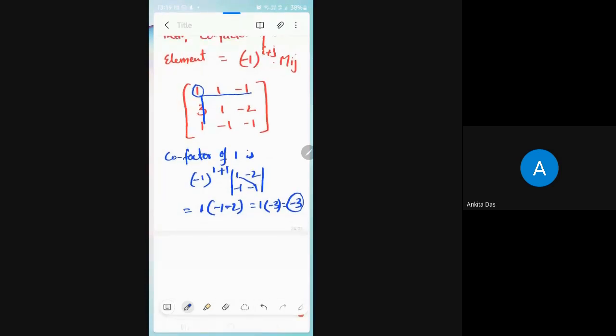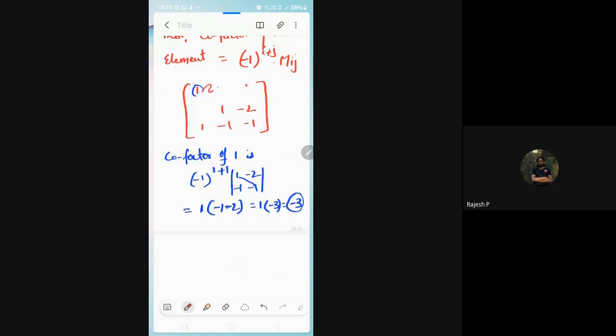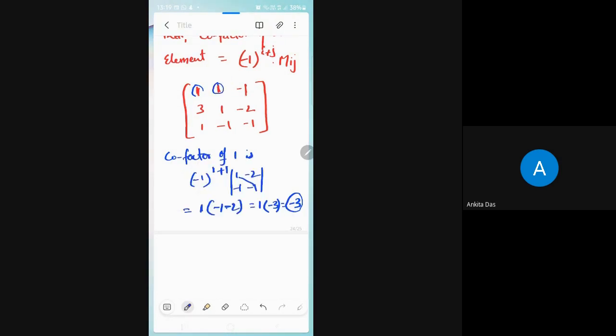Similarly, now moving on. Tell me the matrix once again: 1 1 1, 1 minus 1, this 1 is 1 minus 1, 3 1 minus 2. Now moving on to the cofactor of the second element. My second element is 1. I'm writing the cofactor of the second element 1.